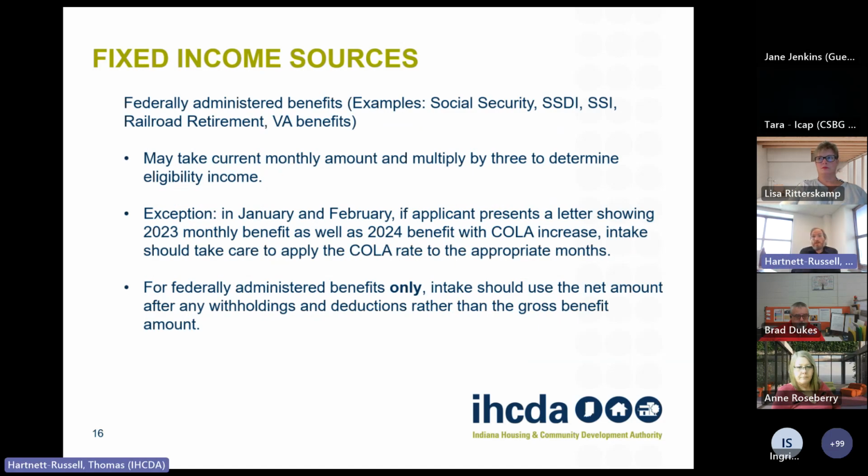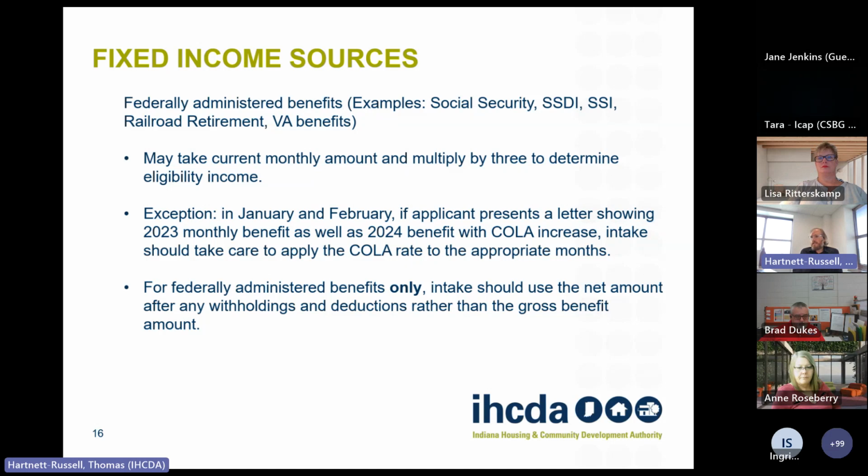We are going to review a few of them here, and the first one we will review is fixed income sources. Fixed income sources are typically federally administered benefits. Examples could be Social Security, SSDI, SSI, railroad retirement, VA benefits, etc. With fixed income sources, you may take the current monthly amount and multiply by 3 in order to determine eligibility income.